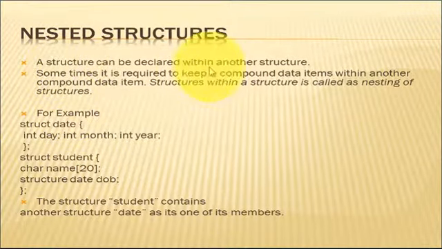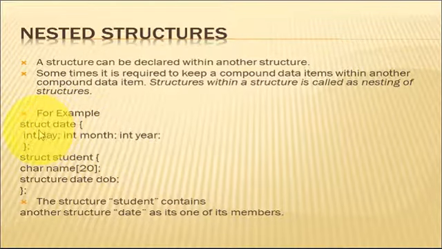A structure can be declared within another structure. In this example, look at struct date. Here struct is the keyword and date is the tag. Inside that we are declaring 3 data members: day, month and year. All have the same data type, integer. We close the curly braces with a semicolon. So this is one of the structures.